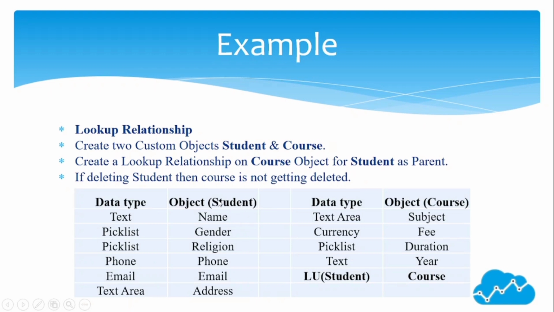So for the student object, the data types are given here. For name, text data type; gender, picklist data type; religion, picklist data type; phone, phone data type; email, email data type; and for address, text area data type. And for the next object, course, the data types are given here: subject, text area data type; fee, currency data type; duration, picklist data type; year, text data type. And for the course, we are creating a lookup relationship to student.